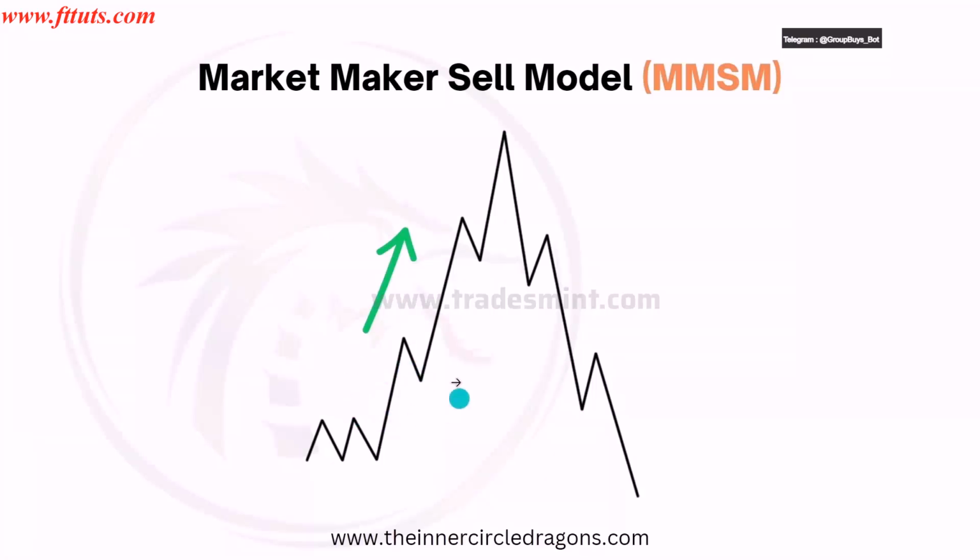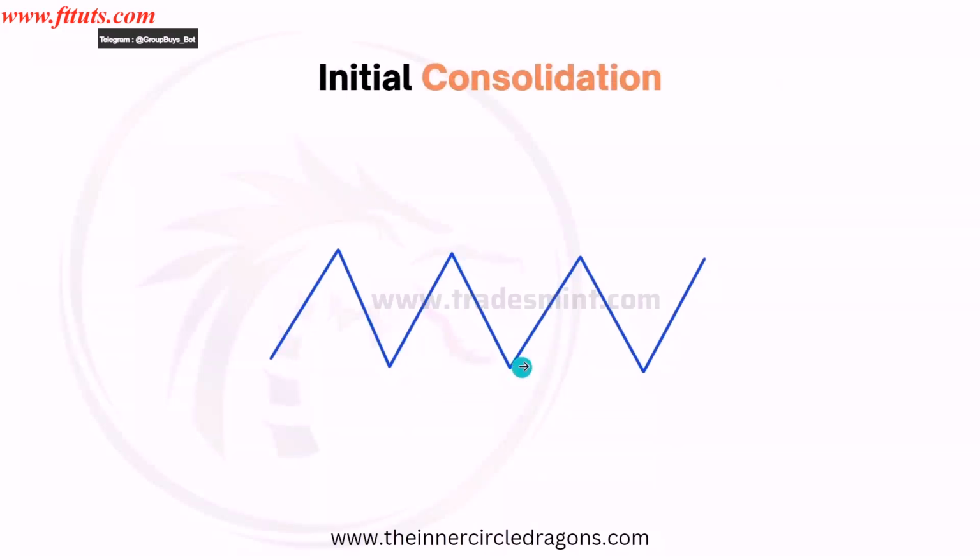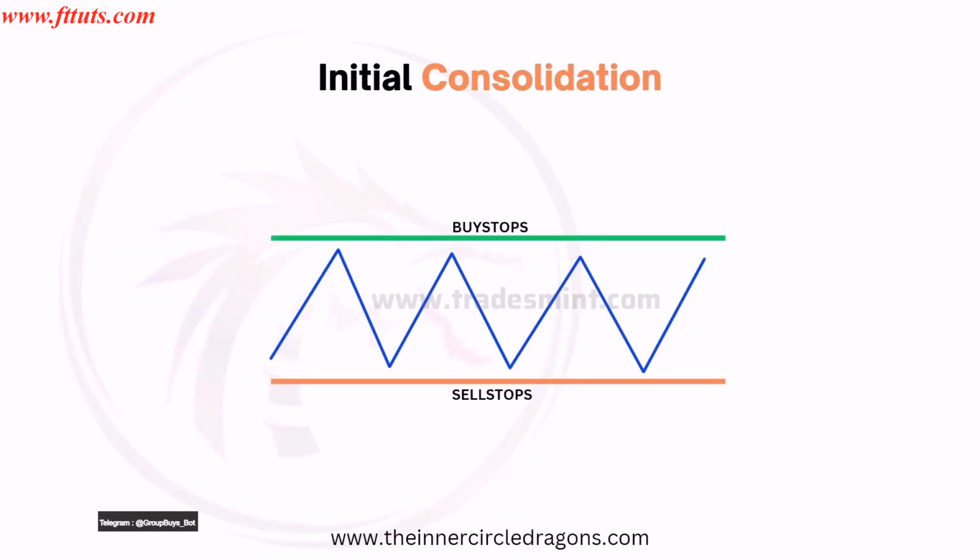So how does this initial consolidation start? Well, this is again a crude depiction of the initial consolidation. Now, the algorithm will hold price inside of a range for a certain amount of time. And the purpose for this is to allow liquidity to build up above the market in the form of buy stops and liquidity to build up below the market in the form of sell stops, right?